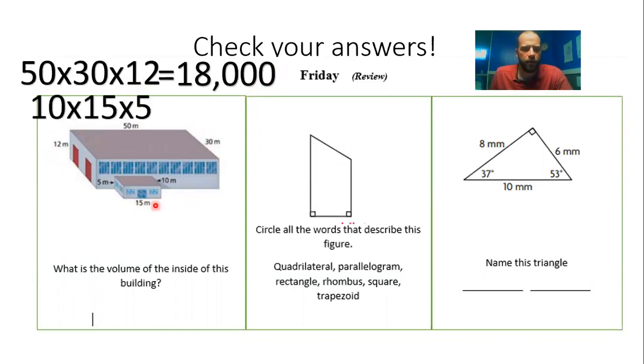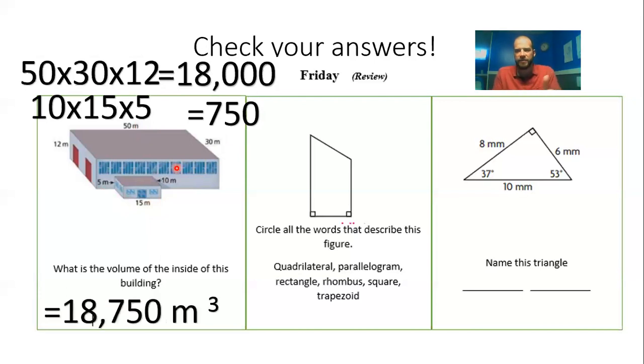And then the bottom, this tiny little guy here, it's 15 by 10 by 5. And 15 by 10 by 5 is 750. So now the big building's 18,000, the smaller building 750. So your answer is 18,750 cubic meters.